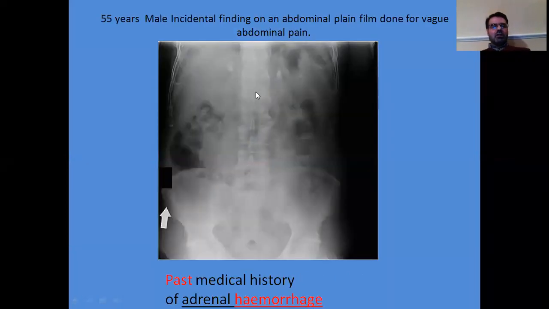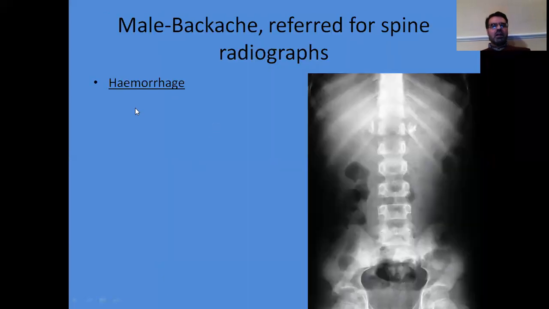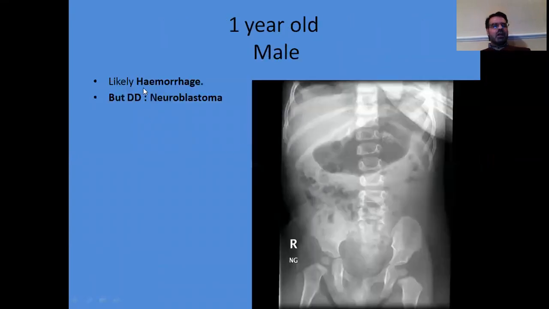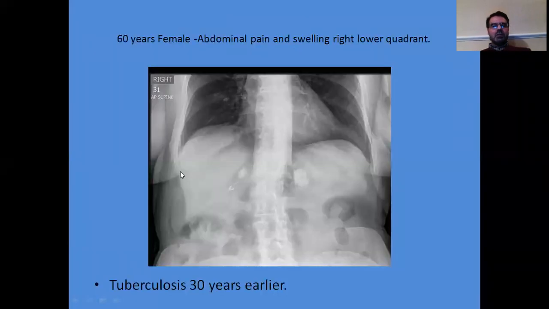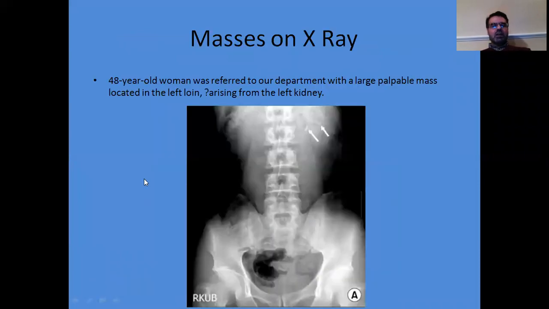This is an example of previous history of adrenal hemorrhage, calcifications on both sides of the spine. This is another example of hemorrhage, similar. This is previous hemorrhage in a 1-year-old male. In this age group, consider, please, neuroblastoma in the differential diagnosis. This is a history of TB, bilateral adrenal calcifications.